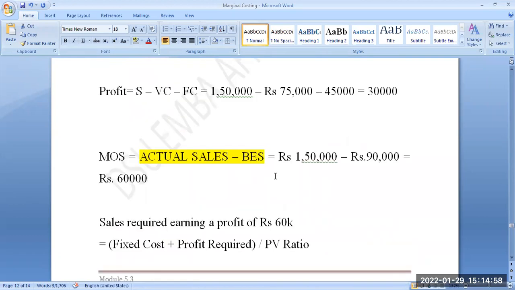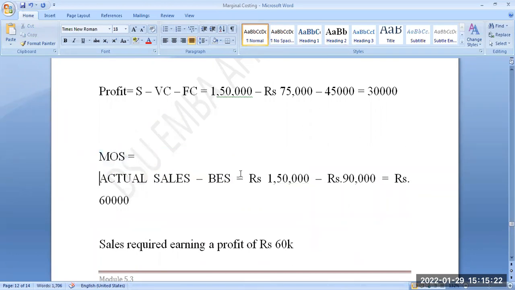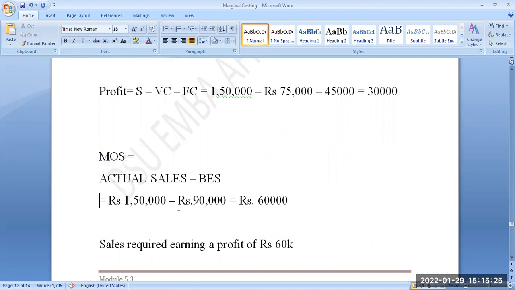Now, if you sell more than the break-even point, that is called margin of safety. The company is safe to that much. Margin of safety, MOS. What is margin of safety? The excess of actual sales over the break-even sales. If my break-even sales is 90,000 rupees, and my actual sales is 1,50,000, so I'm safe by 60,000 rupees, the margin of safety. That much margin is there for me. I'm safe that much.